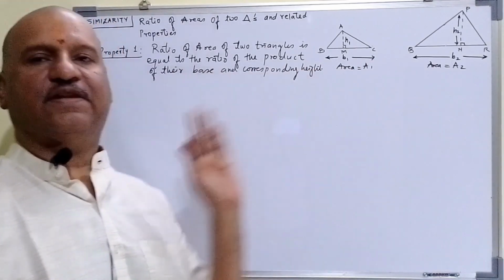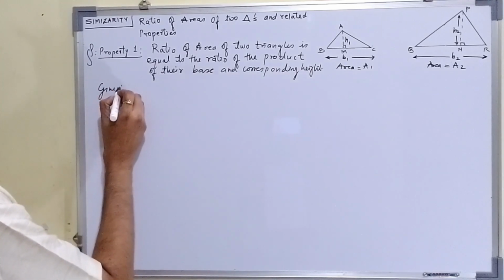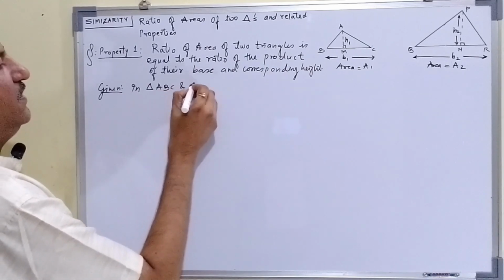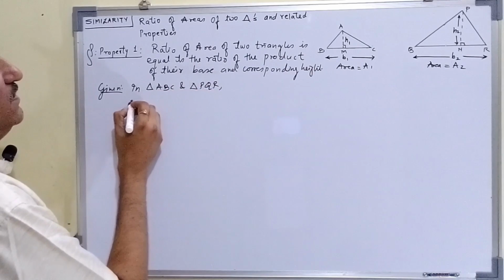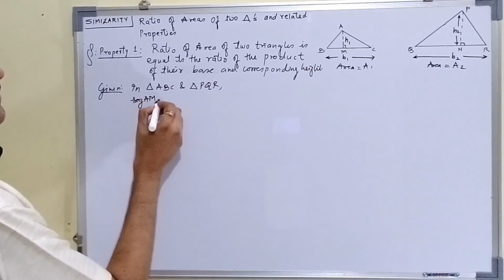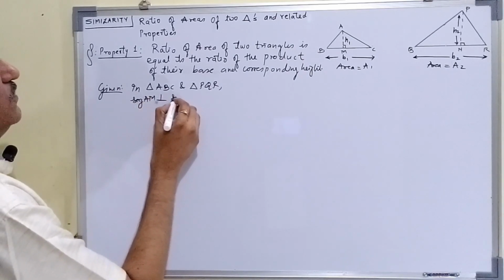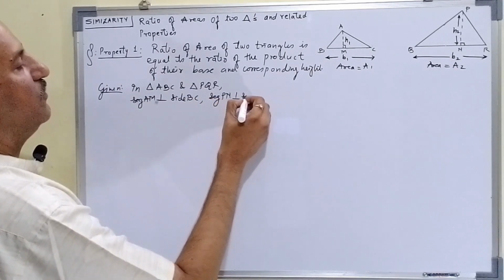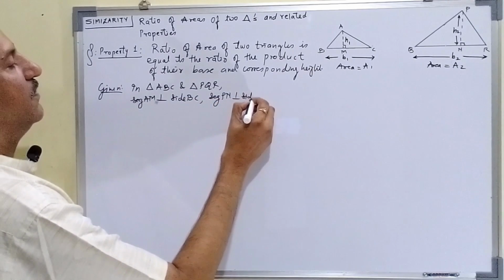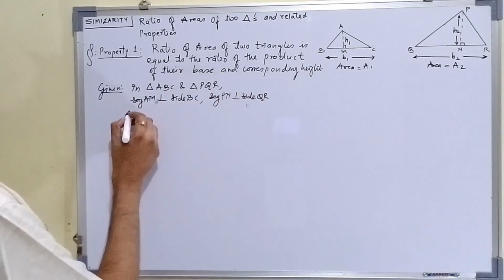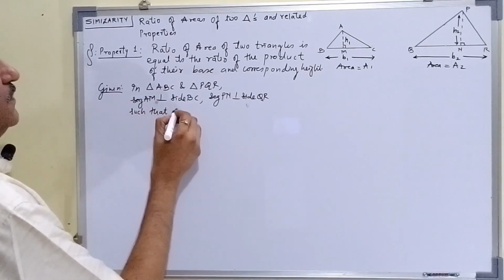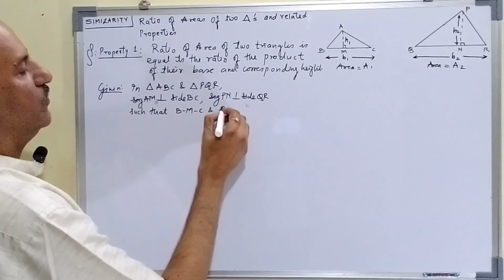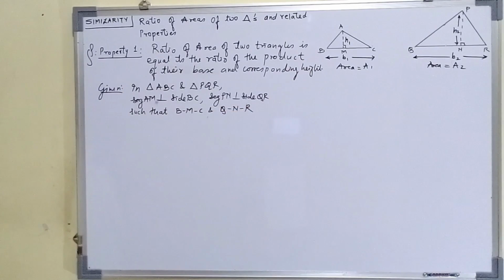So what is given to you? Let us write down the given part. Given: in triangle ABC and triangle PQR, seg AM is perpendicular to side BC, seg PN is perpendicular to side QR, such that B-M-C, M is between B and C, and Q-N-R. This is your given part.